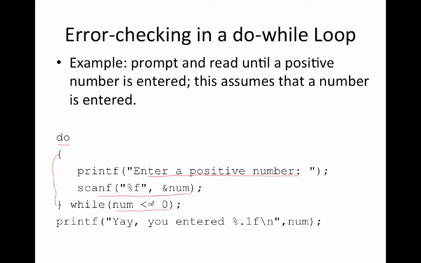So as long as the user is typing in negative numbers, we're going to keep repeating the process of prompting the user for a positive number, reading into the variable num, while num is still less than or equal to 0. So when num is greater than 0, when num is in fact a positive number, that will get us out of the loop and we'll print, yay, you entered, and then the value of the number. So we'll just echo print. So again, we're prompting the user or reading until we get a positive number that is entered by the user.